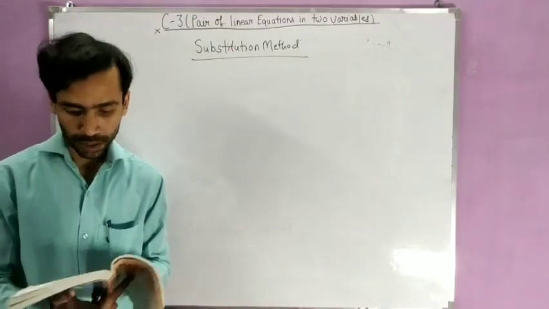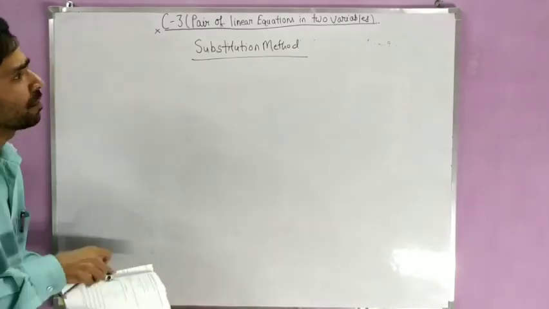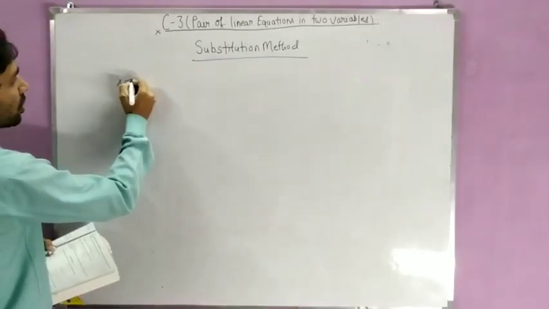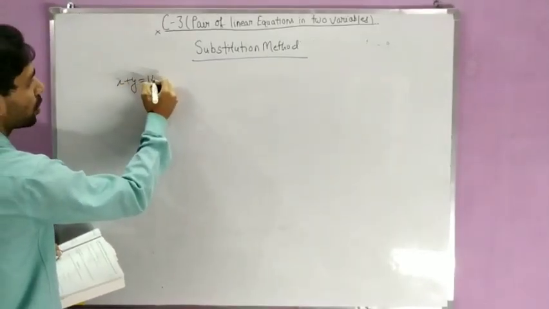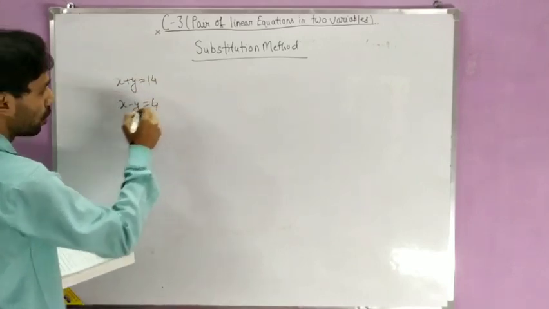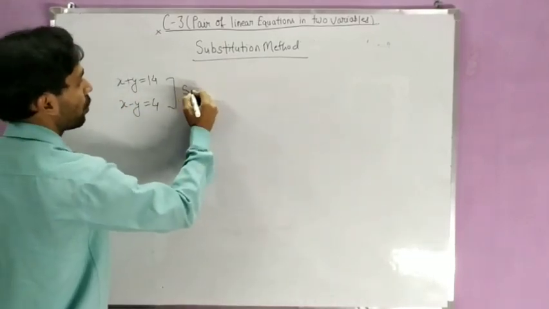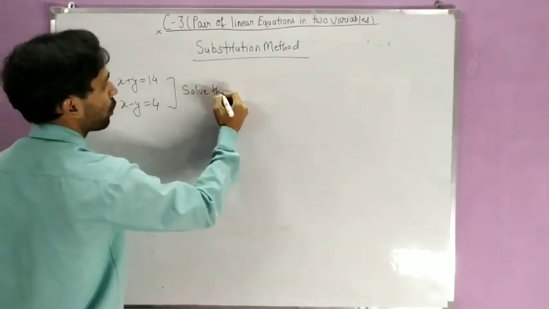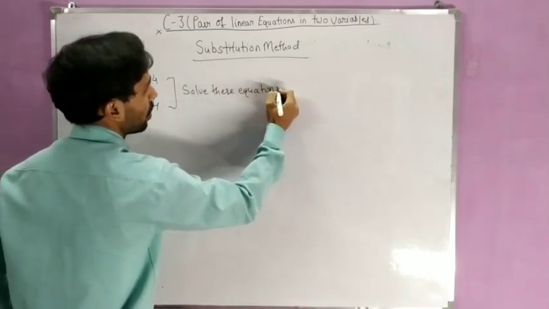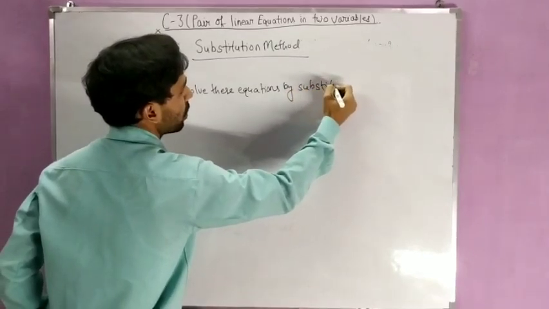Suppose I am taking the first question of exercise 3.3, that there are two equations, x plus y equal to 14 and x minus y equal to 4. And you have to solve these equations by the substitution method.